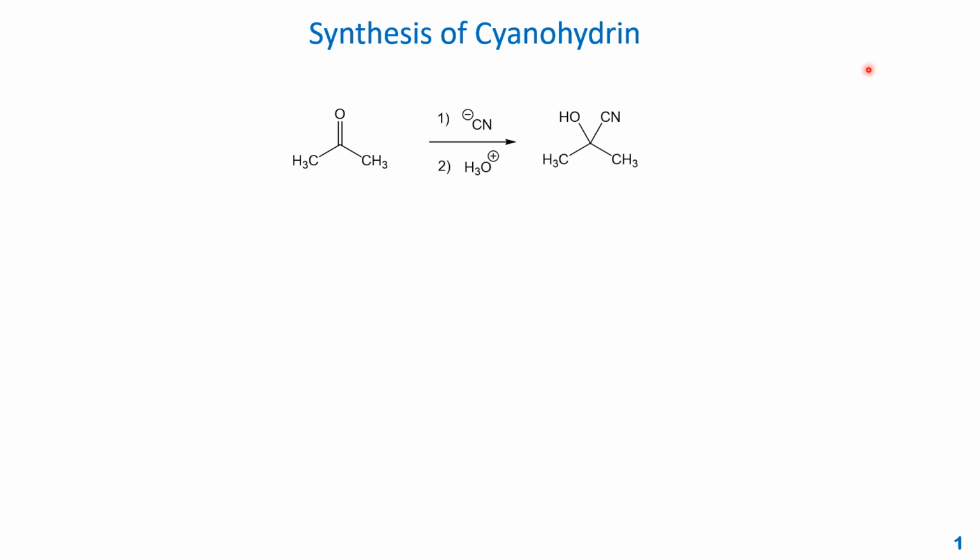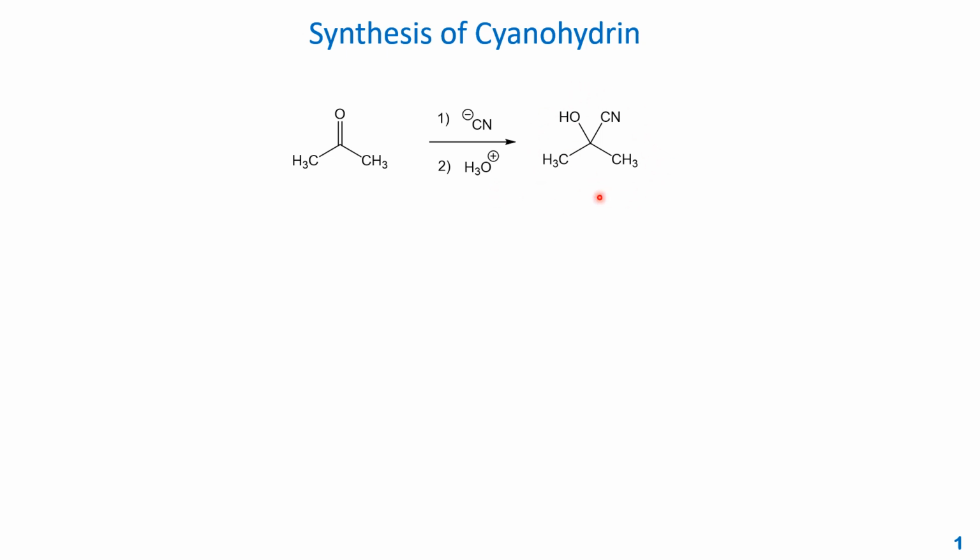First, let's talk about how to synthesize the cyanohydrin. The example shown here is actually a ketone, it's acetone, but it also works with aldehyde, and the arrow pushing mechanisms are similar. The first step is to react with a cyanide, which is a nucleophile, followed by workup, basically treating with acidic water, and then the product will be cyanohydrin.